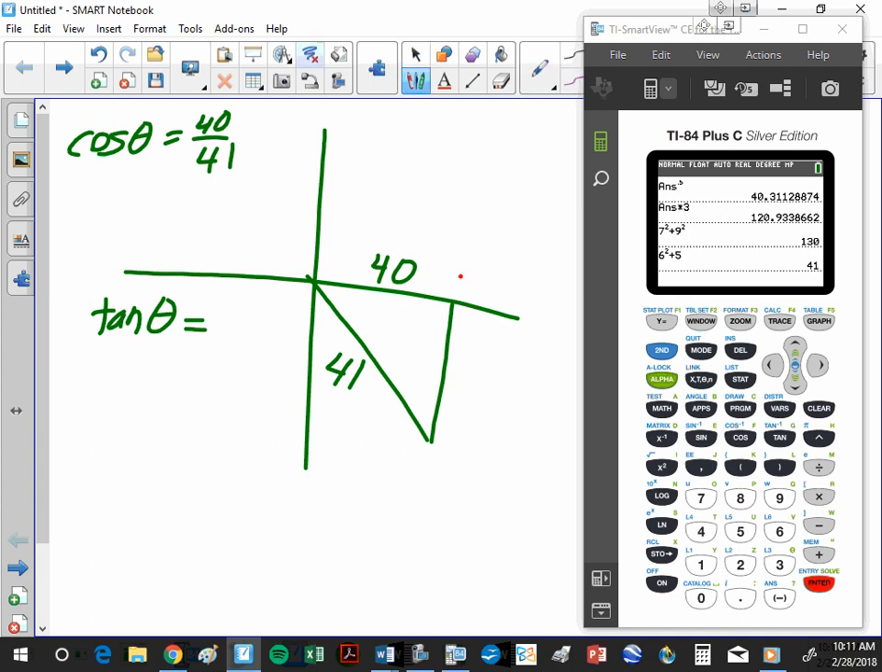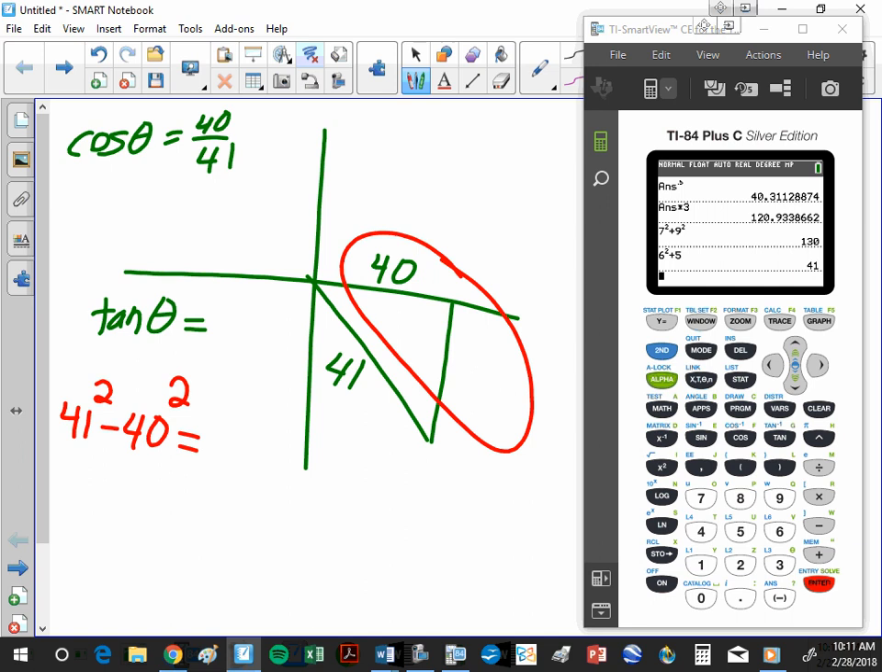So I need those two. So it will be 41 squared minus 40 squared. 41 squared minus 40 squared, maybe, is 81. So the adjacent is, no, negative 9, because we're in quadrant 4. So this is negative 9. So the tangent of theta would be negative 9 over 40. Yep.